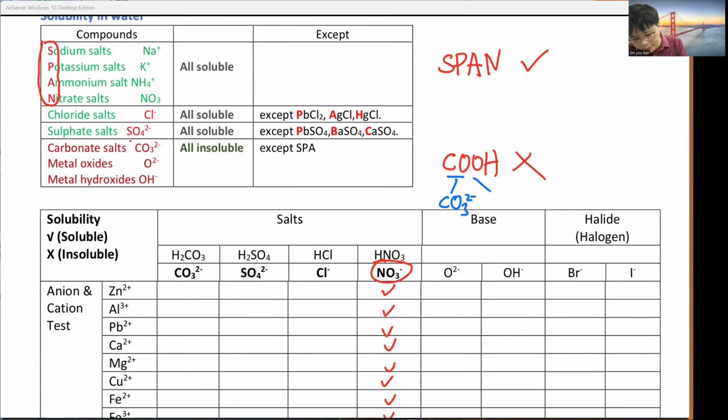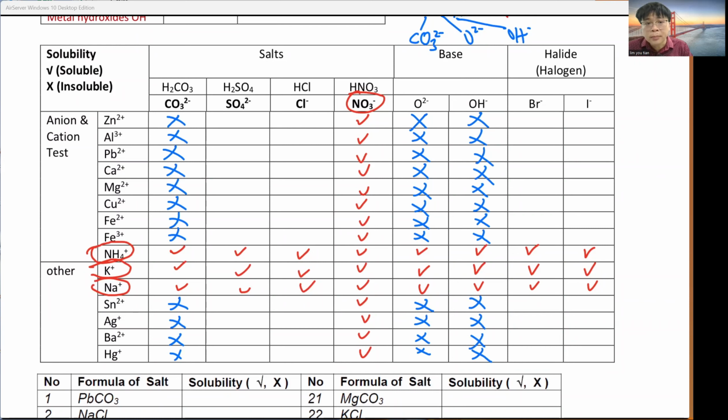So technically, you can see anything with oxide, unless it is SPAN, sodium, potassium, ammonium, is still soluble. Anything with hydroxide, this one is a very important basic. If your solubility is very good, then you realize that later everything becomes very simple. But if your solubility is not good, later a lot of tests you will try to memorize rather than understand. If you understand, then it's very easy, all the tests, because a precipitate comes up because it is insoluble. So this is the main one.